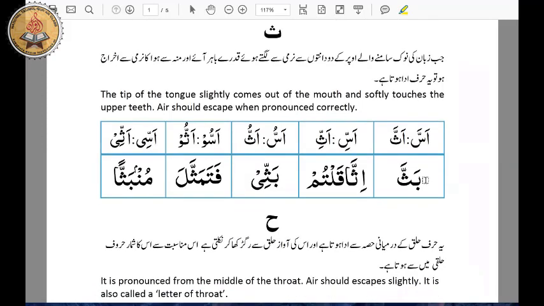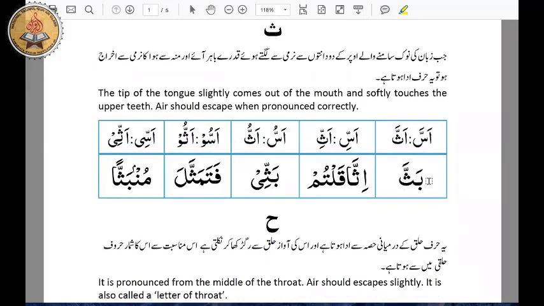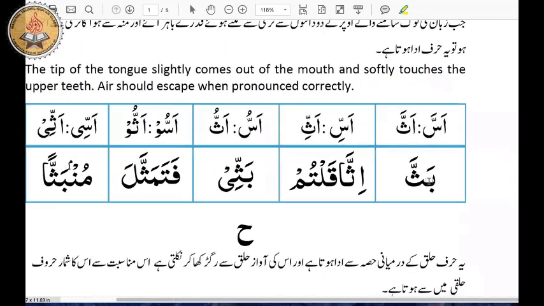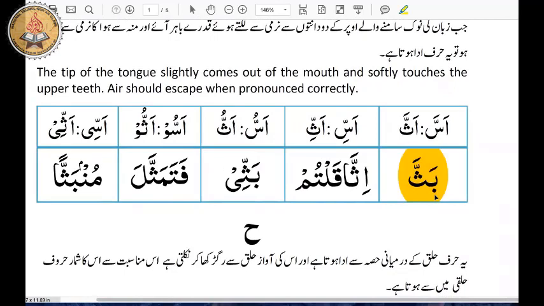Could you please read the examples in the second line? So just looking at pronouncing tha correctly. Batha. Make it a little bit shorter because remember they've both got a fatha stroke. Batha. Excellent, very good. Next one. Ithagaltum. Very good.